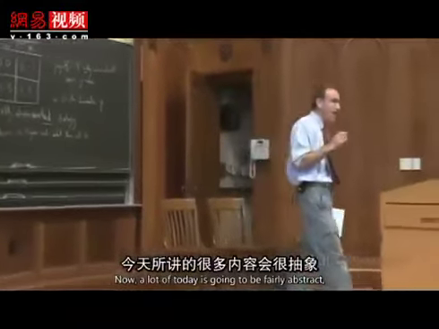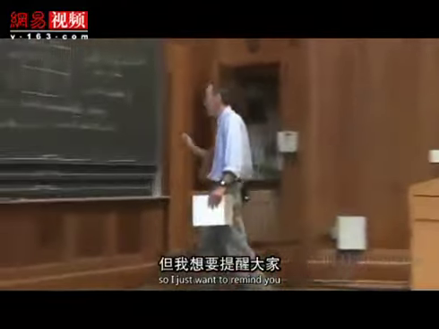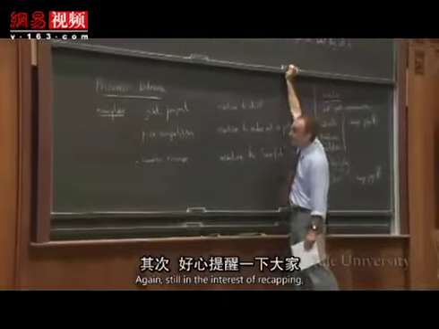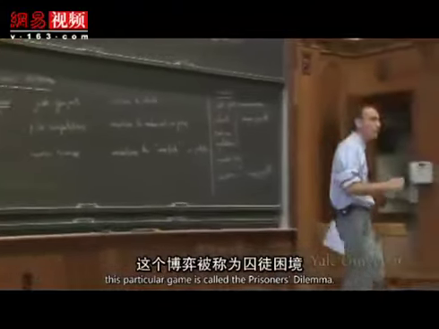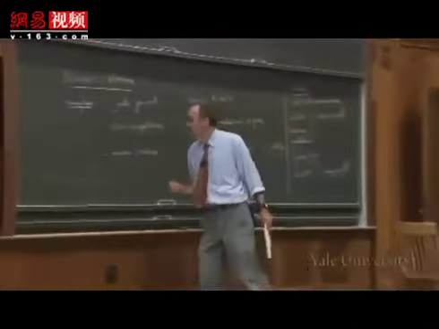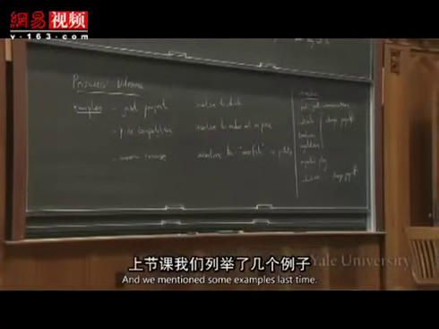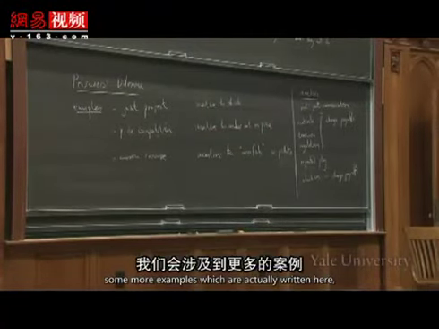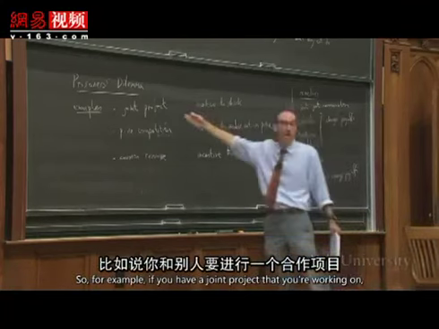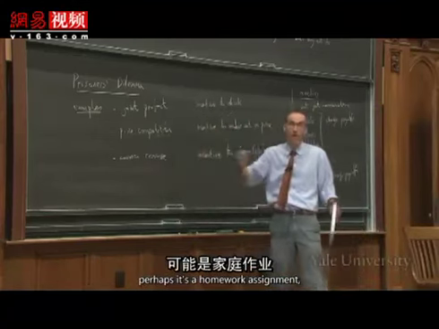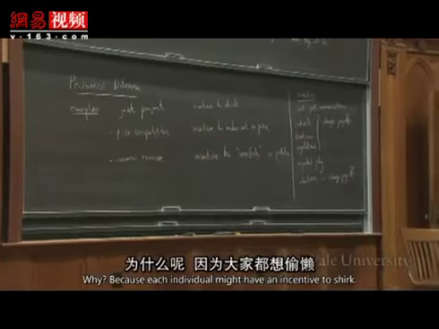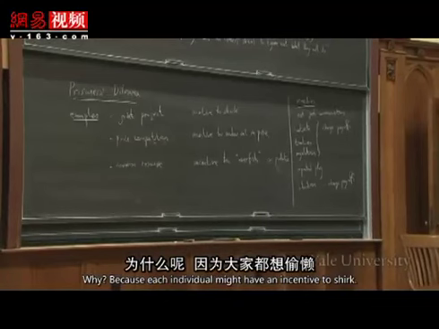Now, a lot of today is going to be fairly abstract, so I just want to remind you that game theory has some real-world relevance. And again, still in the interest of recapping, this particular game is called the prisoner's dilemma. It's written there, the prisoner's dilemma. All right, notice it's prisoners plural. And we mentioned some examples last time. Let me just reiterate and mention some more examples which are actually written here so they'll find their way into your notes. So for example, if you have a joint project that you're working on, perhaps it's a homework assignment, or perhaps it's a video project like these guys, that can turn into a prisoner's dilemma. Why? Because each individual might have an incentive to shirk.